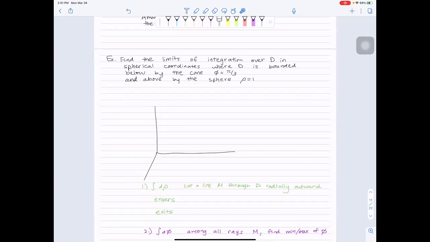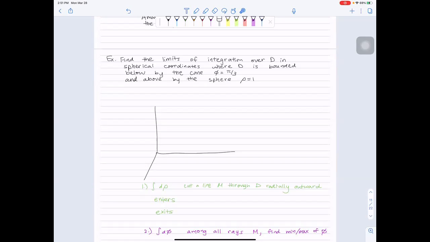So we want to see, out of all these possible lines that we could draw outwards, what is the smallest phi? Well, the smallest phi, no matter what, is going to be parallel to our z-axis right now. So phi equals 0 is our lower bound. Then remember that our region is just this cone part.